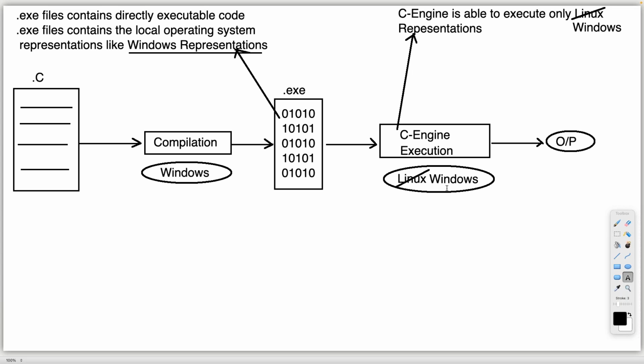Because of this dependency, because the execution operating system is dependent on the compilation operating system, we can conclude that C and C++ are platform dependent programming languages. Because of this particular reason, C and C++ are platform dependent programming languages. That's very clear. That's the point I'm telling you now.